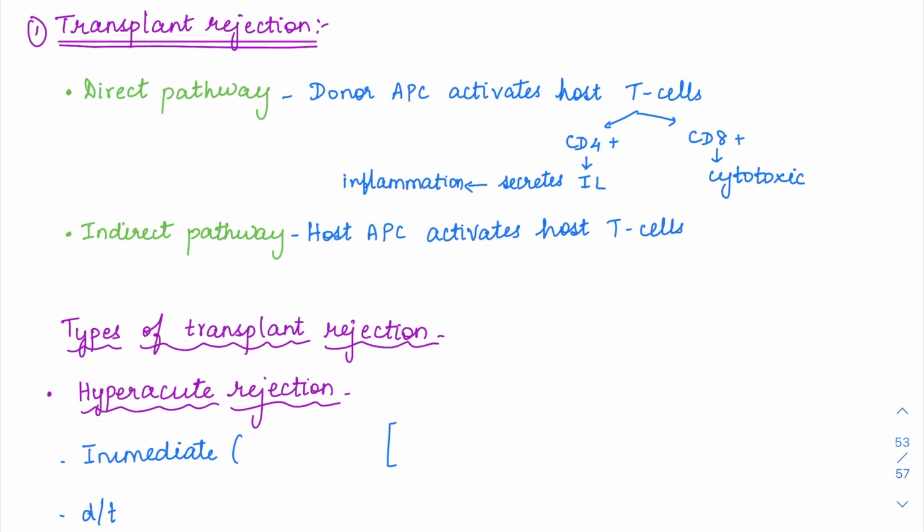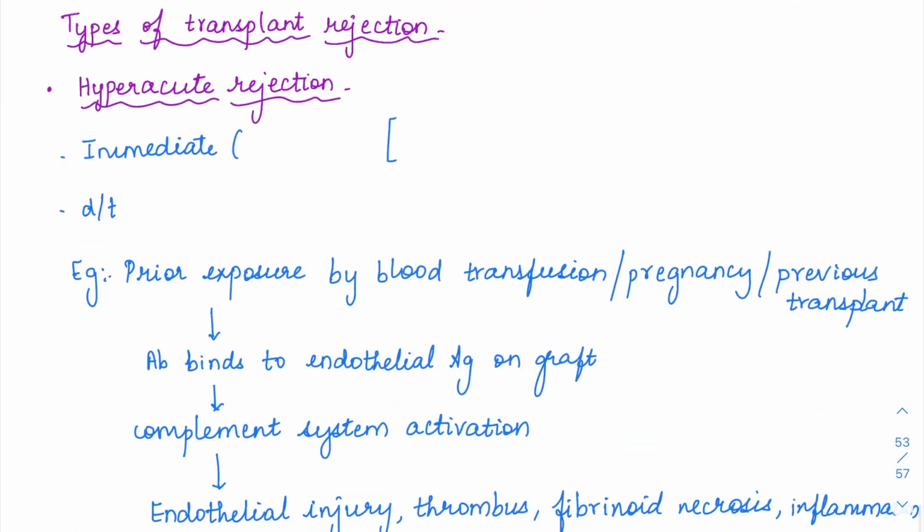In indirect pathway, what happens is here the host APCs, the recipient's antigen presenting cells itself will go and take up the graft antigens and present it to the host T cells itself. So again, these host T cells will form the CD4 and CD8 T cells and cause rejection of the graft. Okay, direct is when the donor APC is causing the problem, while indirect pathway is when the host APC itself will take up the antigen of the graft. So, let's see about the types of the transplant rejection. We have hyperacute rejection, acute rejection, and chronic rejection.